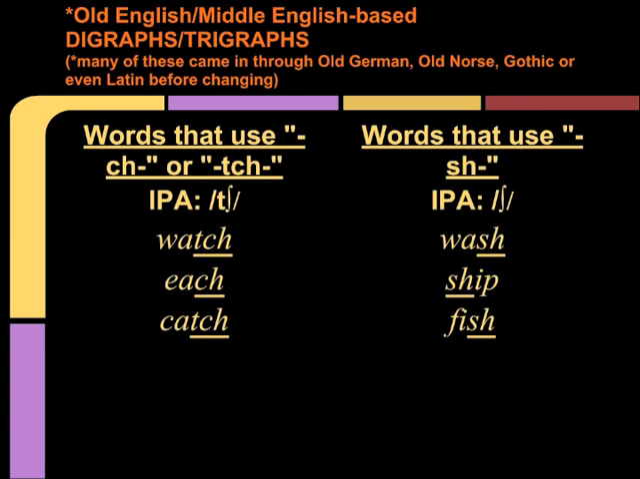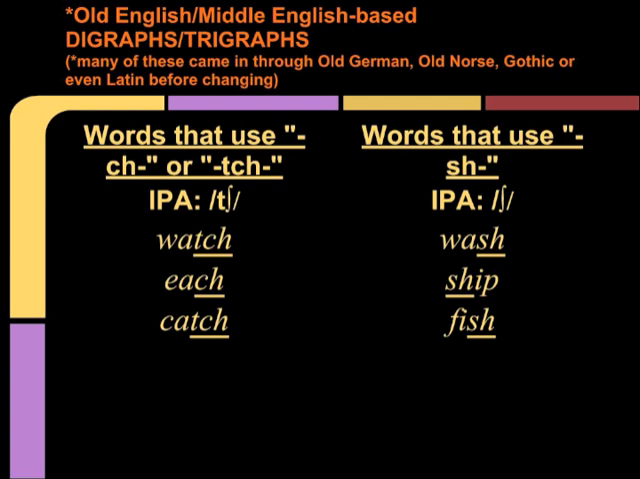Old English, Middle English-based digraphs and trigraphs. Many of these came in through Old German, Old Norse, Gothic, or even Latin before changing. Words that use ch or tch, IPA, ch. Watch, each, catch.